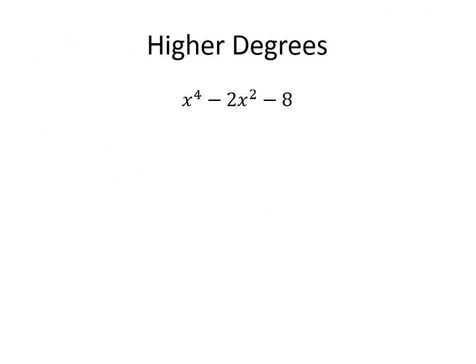All right, higher degrees. Now with higher degrees, what we're going to be doing is that we want to kind of turn it back into something that's x squared, because we don't really know any shortcuts with x to the fourth.